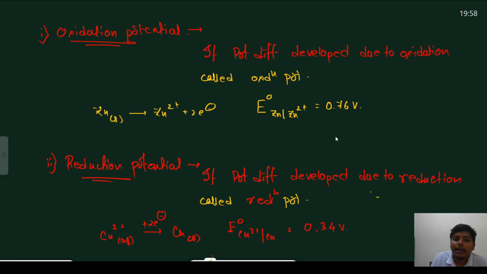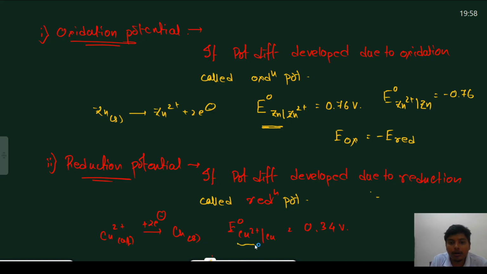Now, one more thing, remember, E oxidation will be the negative of E reduction. That means if I want to write the reduction electrode potential of zinc, how to write? E naught Zn2+ to Zn. So what will be the value? Minus 0.76. Or the oxidation potential of copper, then what will be the value? Minus 0.34. Clear? Understood this thing? Any doubt? Oxidation potential, reduction potential.